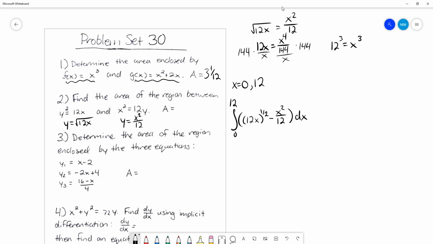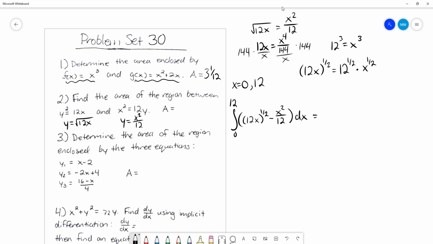I wonder if I could just distribute that 1/2. I believe I can, right? So if I have 12x all to the 1/2, that should theoretically be the same as the square root of 12 times the square root of x. Doing that, I wouldn't have to, I could just integrate normally because this would just be a coefficient, right? I think that works. That's what I'm going to do. And let's hope that that's correct.